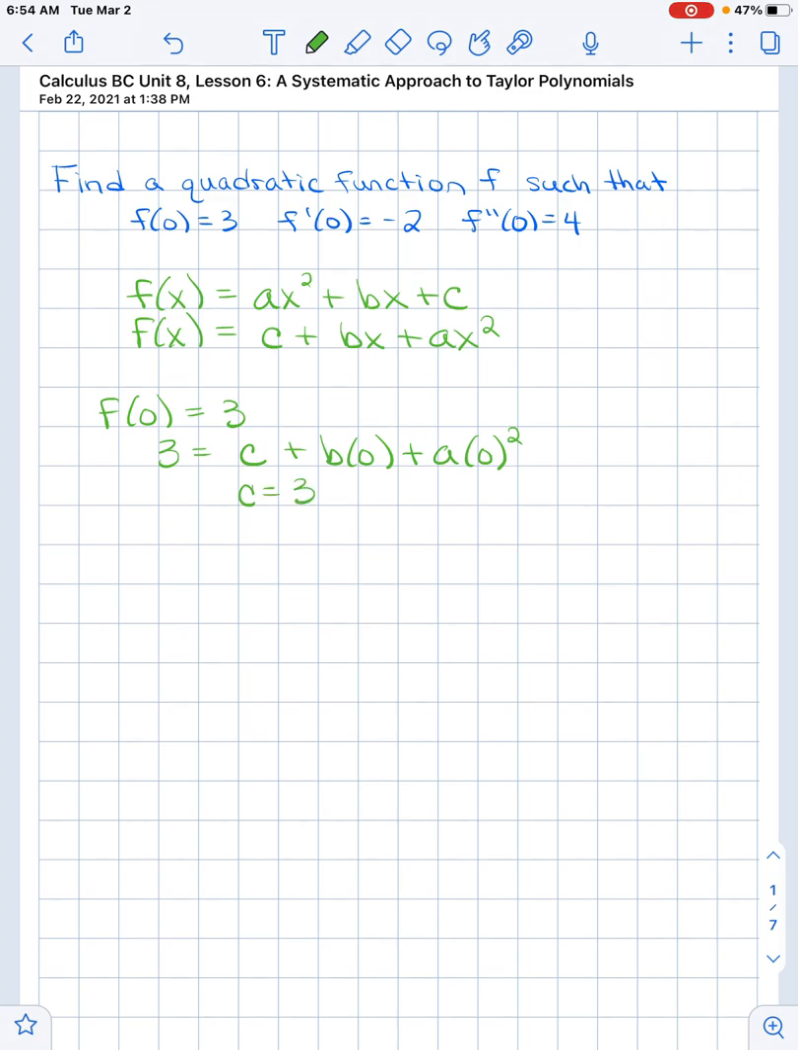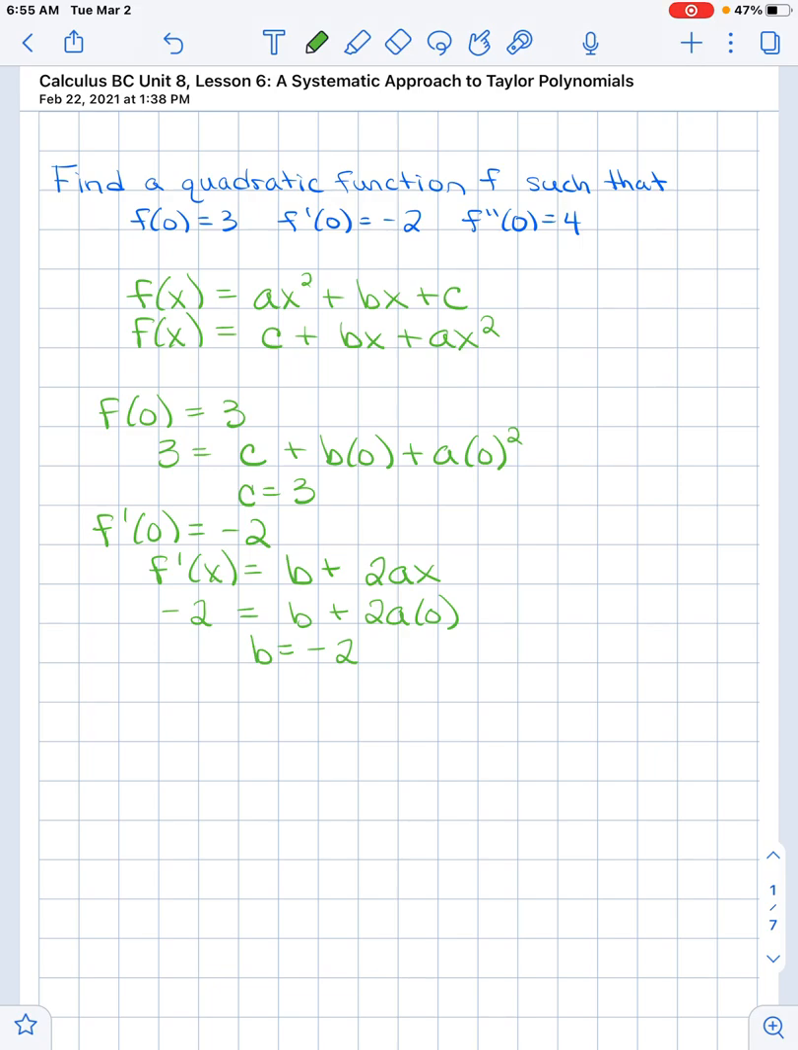All right, we're going to be a little bit more methodical for the next one. F prime of 0 is negative 2 is the next condition. We're going to look at the pattern here because we're trying to get a systematic approach. We know that f prime of x will be b plus 2 times a times x. So we know that negative 2 will equal b plus 2 times a times 0. So now we found that b in this quadratic is the first derivative.